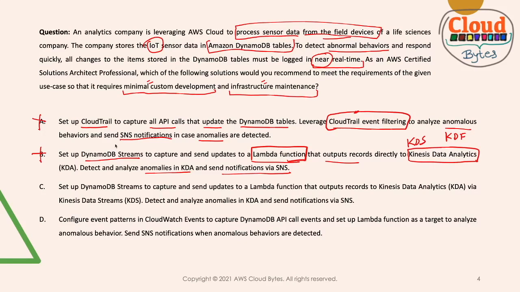Let's talk about option D over here. It says: configure event pattern in CloudWatch events to capture DynamoDB API call events and set up a Lambda function as a target to analyze anomalous behavior. Send SNS notification when anomalous behaviors are detected.